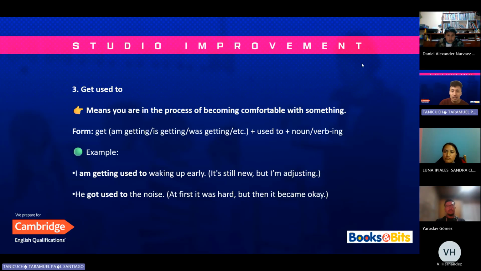Get used to. It means that you are in the process of becoming comfortable with something, okay? For example, I am getting used to waking up early. In Spanish, it could be me estoy acostumbrando, right? Getting used to, okay? For example, he got used to the noise. At first, it was hard, but then it became okay. There you are. And the grammatical structure as well is the verb get, it could be with the verb to be: I'm getting, is getting, was getting, depending on tense. And then we have to use used to plus the noun or a verb with ing form as well, right?